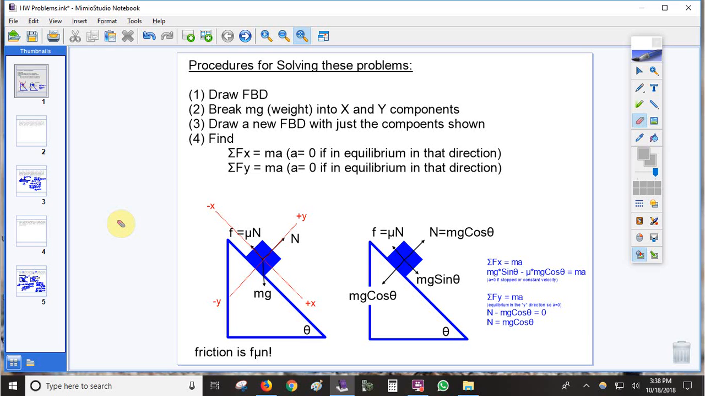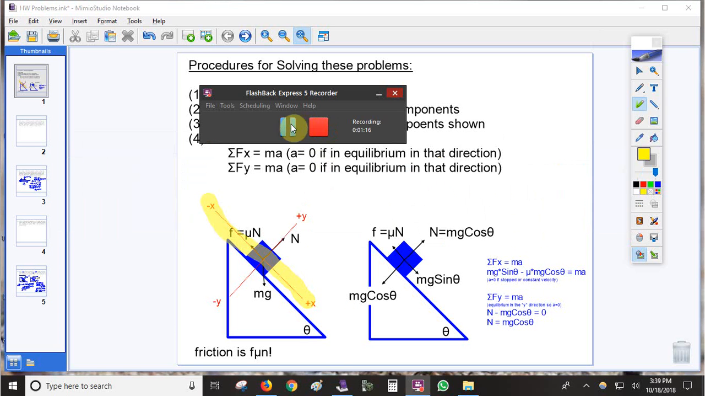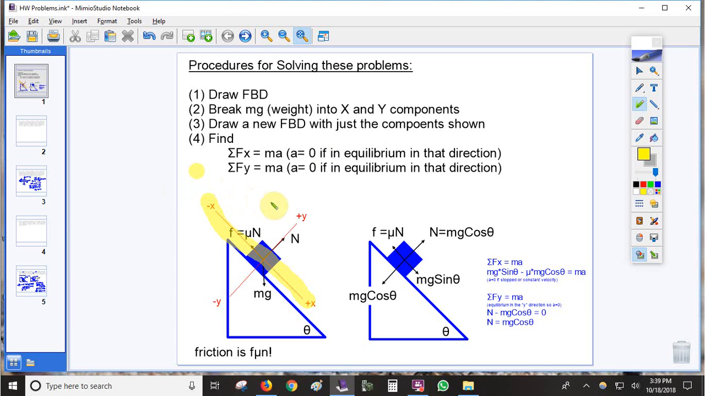After you've drawn your free body diagram, you're going to want to break the weight, or mg, into x and y components. And we are going to define the x component as being parallel to the slope and the y component as being perpendicular to the slope. So we're defining our positive y direction in here, our negative y direction here, our positive x down here, and our negative x in that direction there.